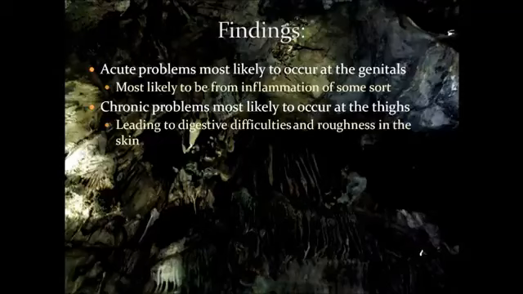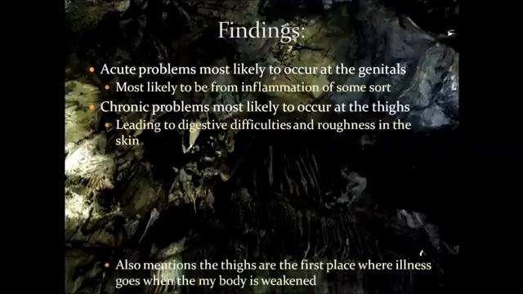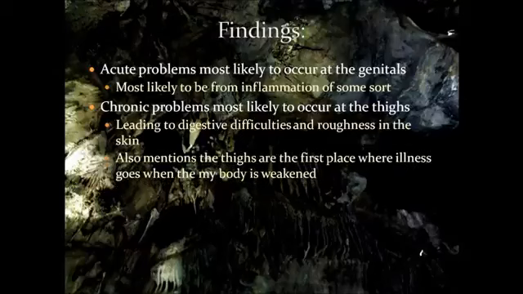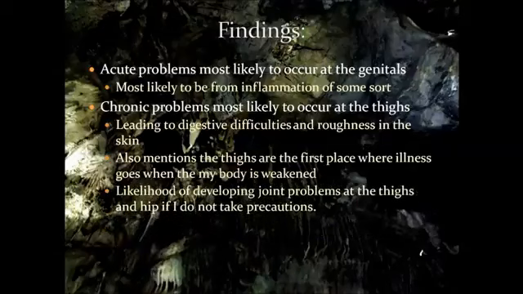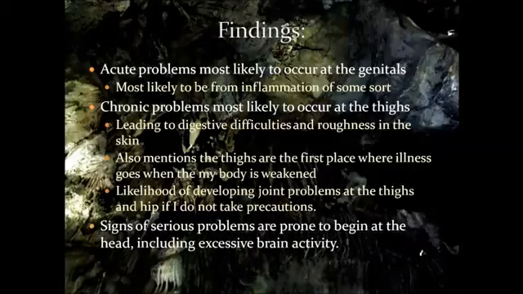Chronic problems are most likely to occur at the thighs, specifically because there's a connection to the stomach, which leads to digestive problems and causes roughness in the skin of the thighs. It also mentions the thighs are the first place where illness goes when my body is weak, and it could likely develop into joint problems at the thighs and hip if I don't take precautions, meaning if I don't exercise and if I do not take care of myself, that's where the symptoms are most likely going to start first.